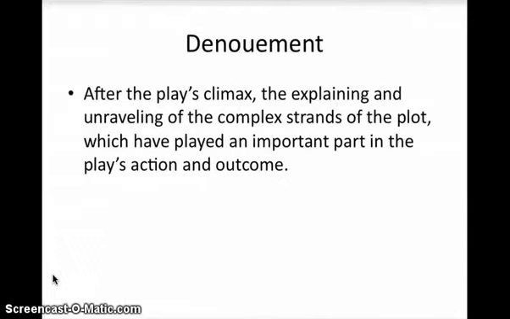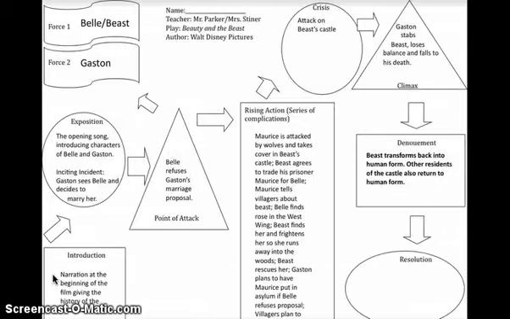The denouement comes after the play's climax, and it explains and unravels the complex strands of the plot, which have played an important part in the play's action and outcome. The denouement in Beauty and the Beast is when the beast transforms back into human form, into the original prince, and the other residents of the castle also return to human form.